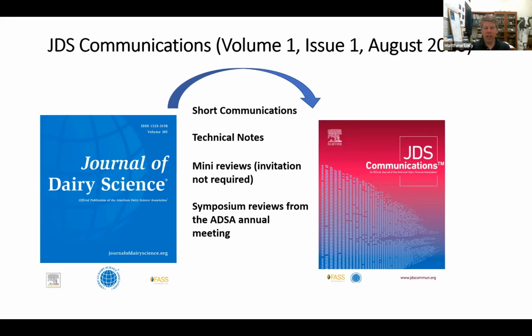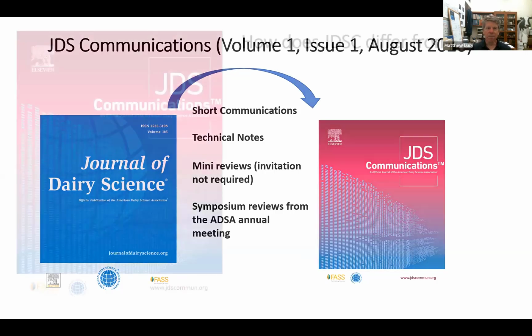So our hope is that this journal is going to grow by the addition of these different paper types, but also we want it to grow just because we'd like to see more of your focused research projects that answer a very specific question, maybe not totally appropriate for the Journal of Dairy Science. And we're really interested in those types of papers for JDS Communications.